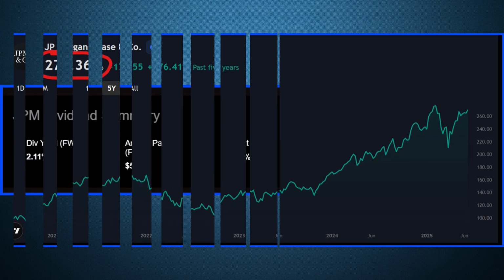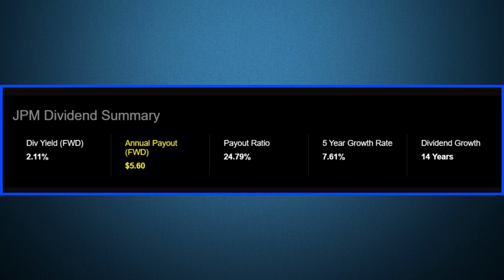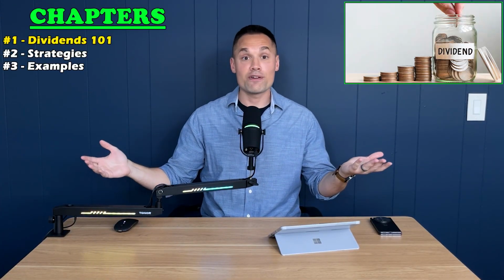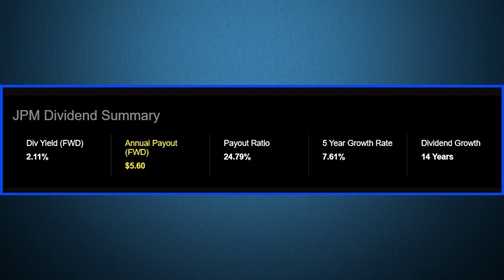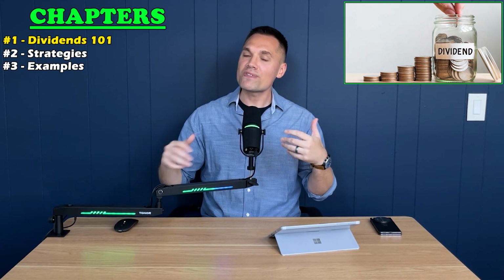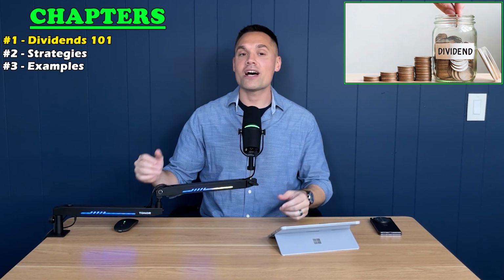Right now they pay $5.60 per share in dividends. So if you were to hold one share of Chase stock for, let's say, a full year, you would get back $5.60, which is a little more than 2%. That's what we call the dividend yield. And you get that as a cash dividend, sort of like a reward for holding on to the stock and believing in the company.